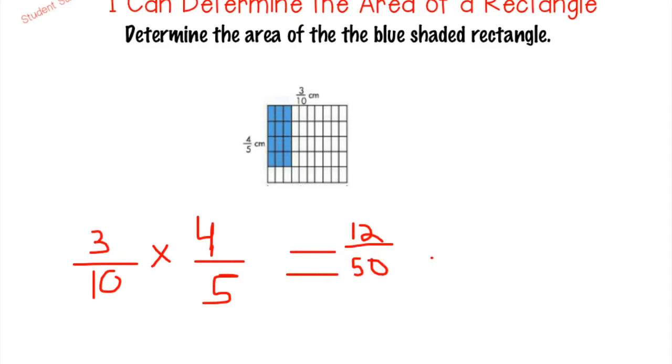So then I kind of have a choice. I can leave it as is or reduce, and I'll let you try and reduce right now. They both can divide by 2. So 12 divided by 2 is 6, and 50 divided by 2 is 25.